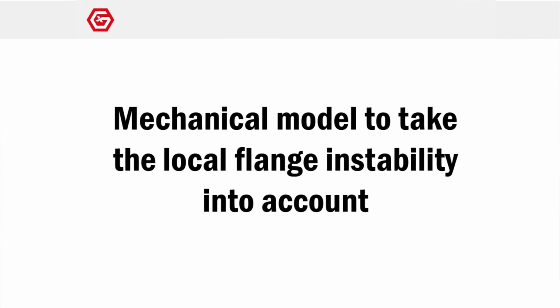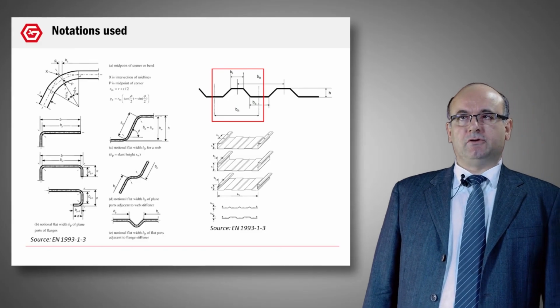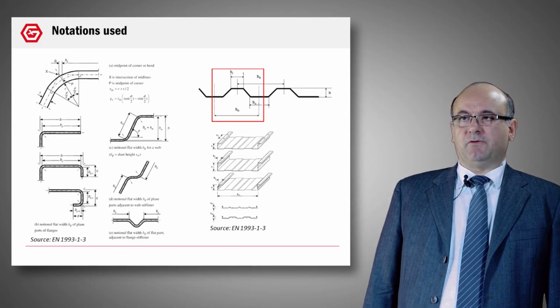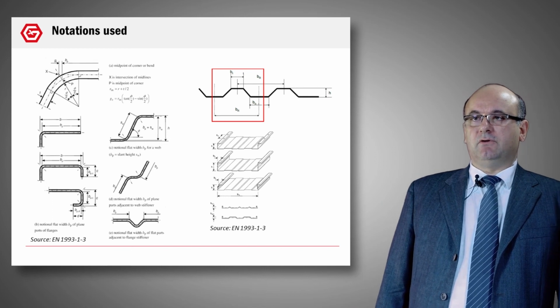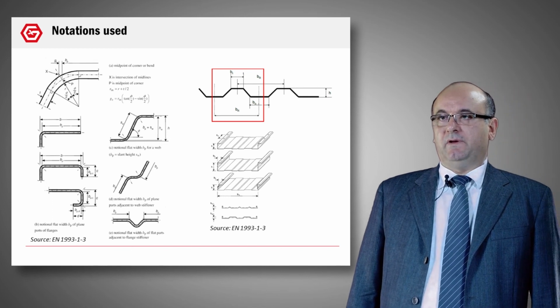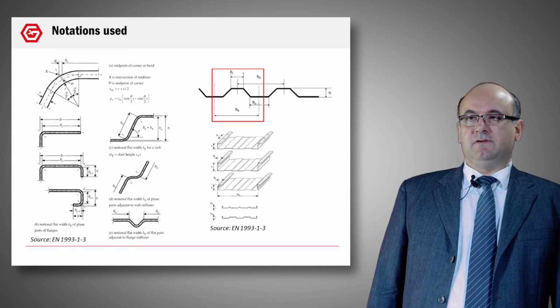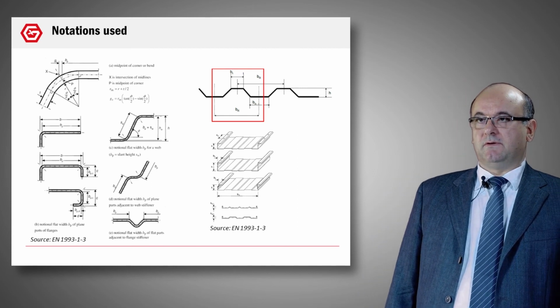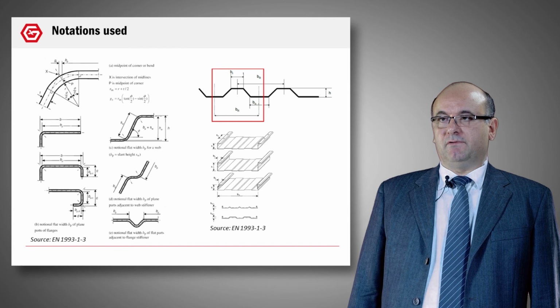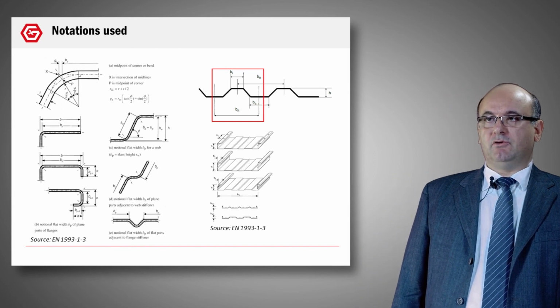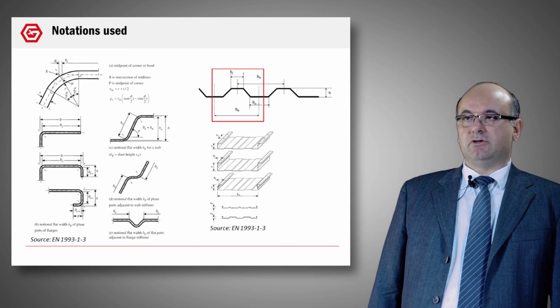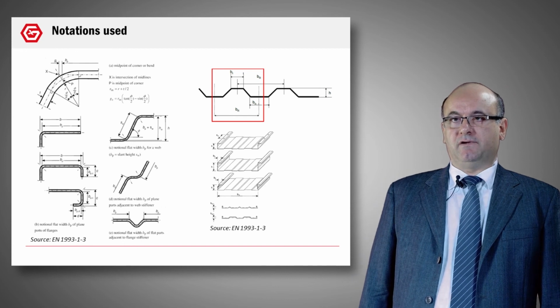Now we are going to study the mechanical model to take into account the local flange instability. First, the notation that is used. On the top, on the right, you can see a typical trapezoidal product. We have B and this R, that is the distance between two consecutive ribs. We have BB for the bottom flange and B and this T for the top flange. And we have H or HW for the height of the profile.